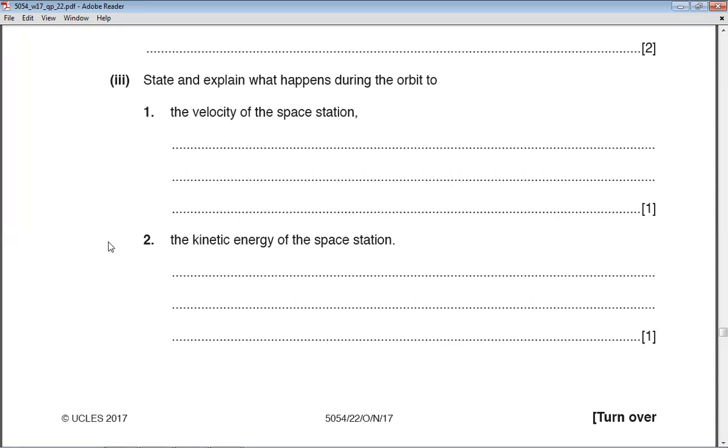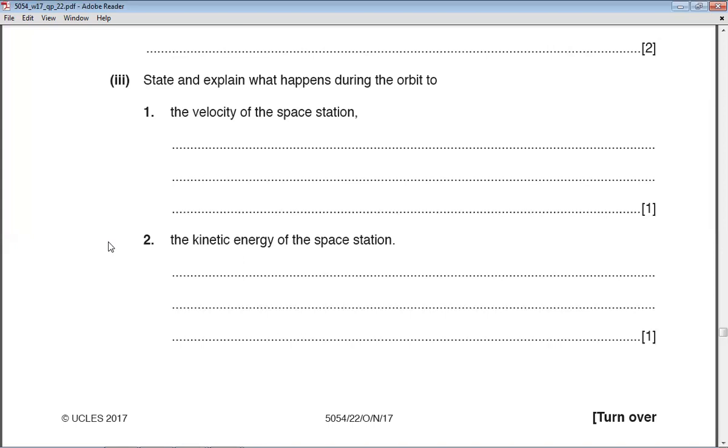So the direction of the velocity is changing. That's why, with full confidence, we can say the velocity of the space station is changing. Its magnitude is not changing, but its direction is changing, and velocity is magnitude plus direction, because velocity is a vector quantity. So that's why I can say that the velocity is changing. It's a 1-mark question. Then before I go to my answer, let's finish this: the kinetic energy of the space station.